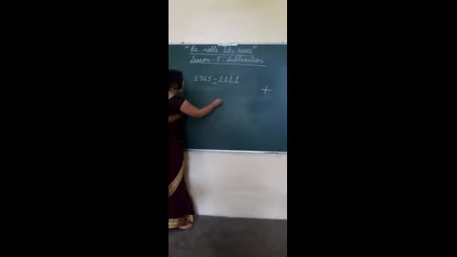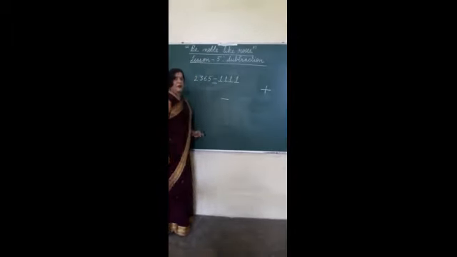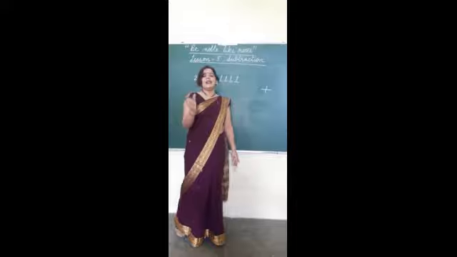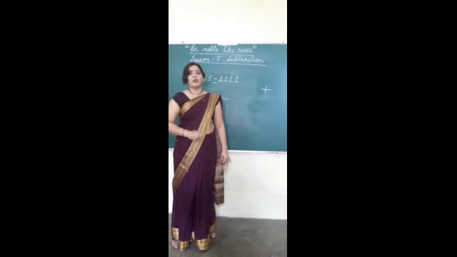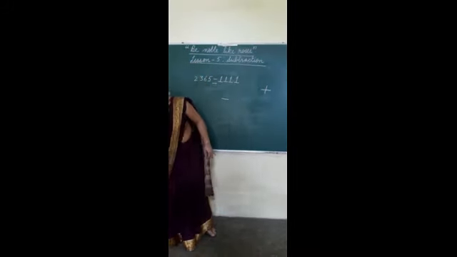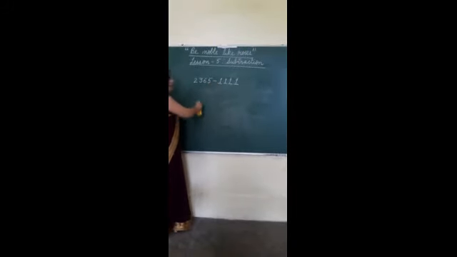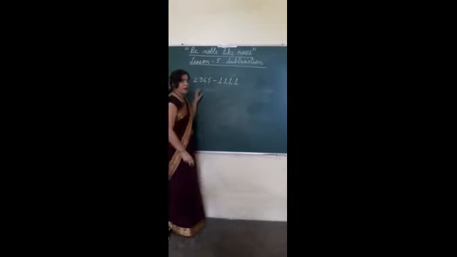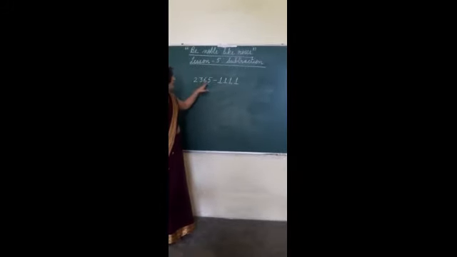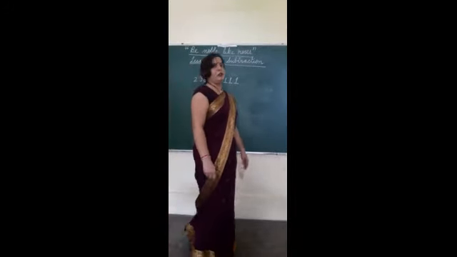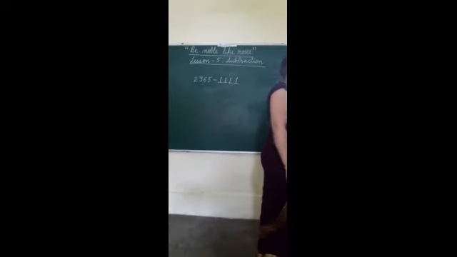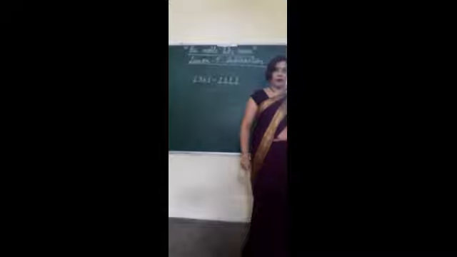And which symbol is that? A small sleeping line. When we make a small sleeping line, which operation does it show? Subtraction. So this is a question based on subtraction: 2365 minus 1111. Now these two numbers have more than 3 digits. That means here we will first arrange them and then we will subtract.